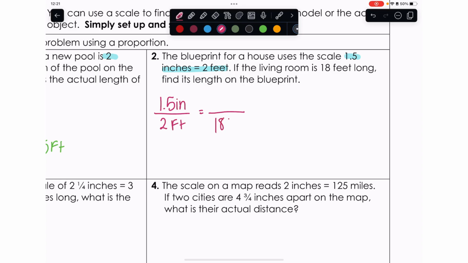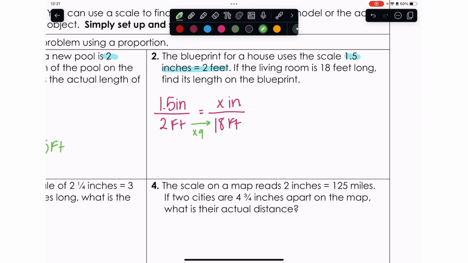So 18 feet is going to go on the bottom. I want to keep those units consistent, right? I'm trying to find the blueprint size, and that is in inches, okay? So if we want, we can use the shortcut method again. So I can go from 2 to 18 by doing what? What am I scaling up that fraction by?